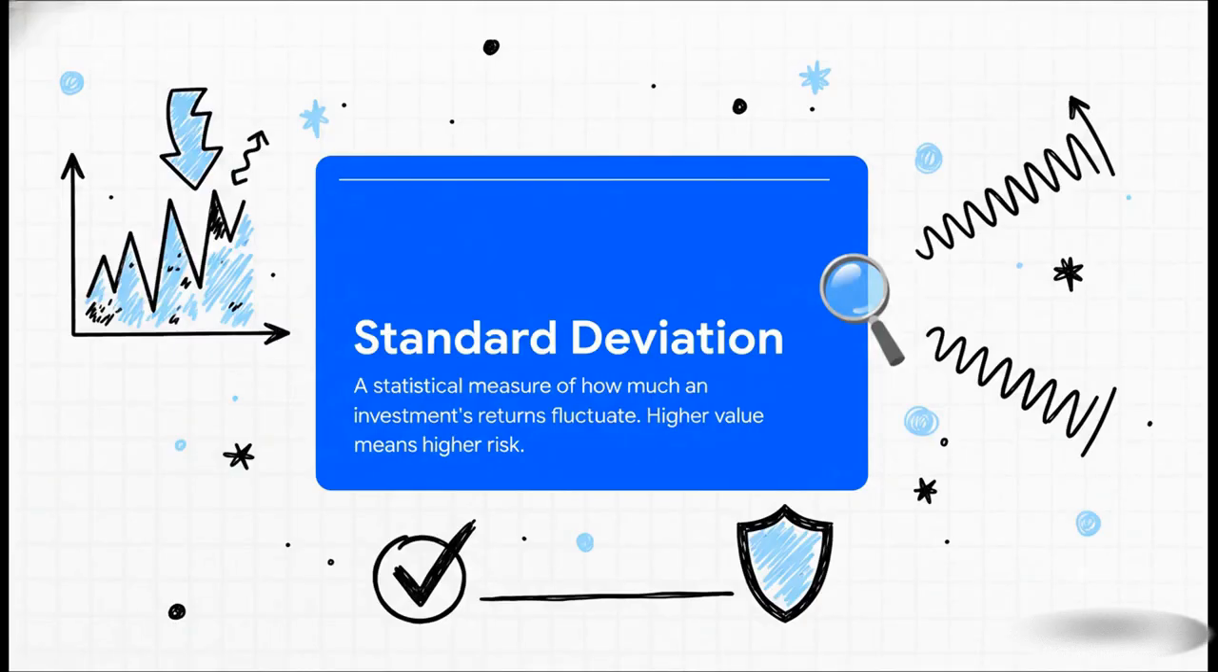Now for market risk. The most common measure here is standard deviation. Now, don't let the name intimidate you. Just think of it as a measure of how wild the ride is. It tells you how much an investment's returns tend to swing around its average. A high standard deviation means more volatility, more risk. It's the difference between a crazy roller coaster and a calm, scenic train run.